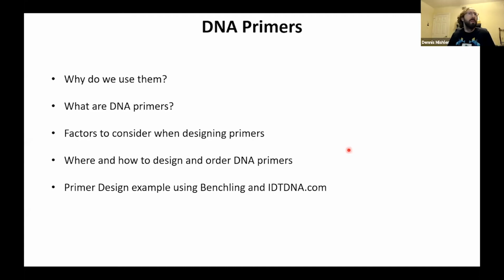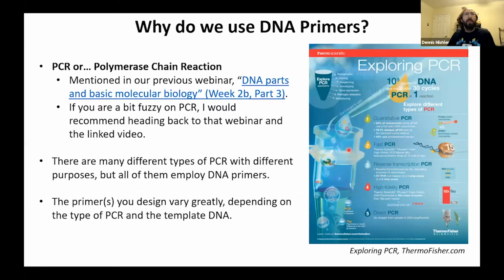All right. So hopefully last week you saw the basic molecular biology introduction, and we talked a little bit about PCR there. And that's what we use primers primarily for. We use them for PCR. And there's a lot of different types of PCR reactions you can conduct. You have this figure here from Thermo Fisher, and you can see they talk about all sorts of different applications for PCR and different types of PCR.